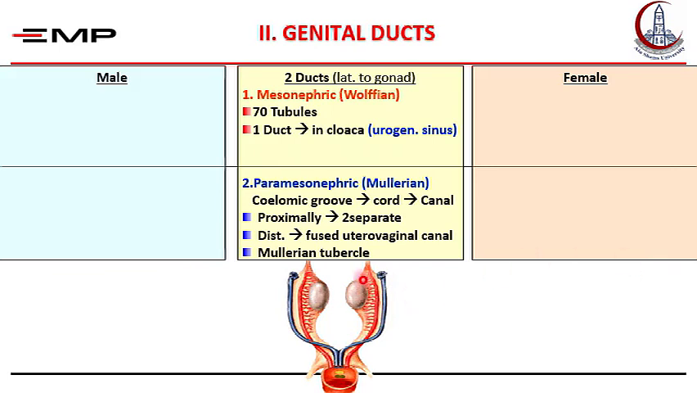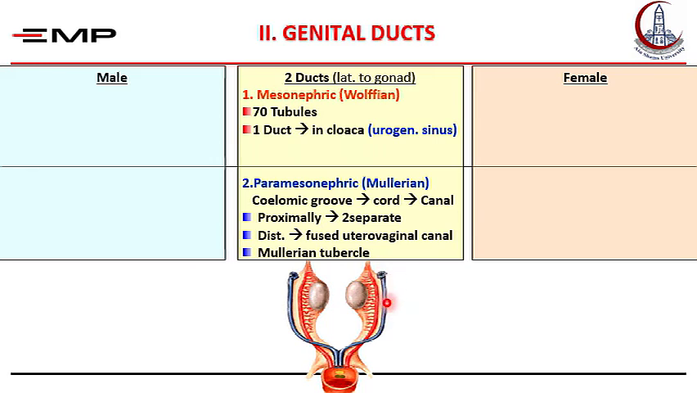The mesonephros, as you know, is the second kidney to develop. It is made of 70 tubules collecting to one duct, the mesonephric duct, that opens in the back of the ventral part of the cloaca or the urogenital sinus. Again, the paramesonephric duct develops as invagination in the coelomic epithelium, called coelomic groove.